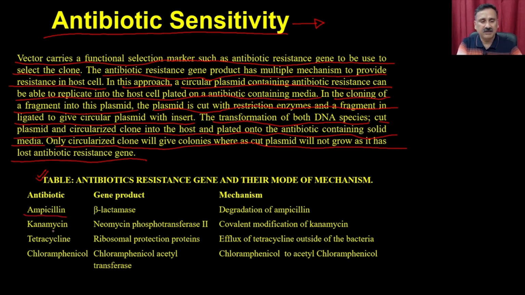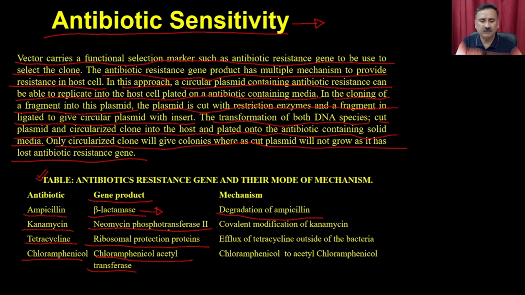antibiotics like ampicillin, kanamycin, tetracycline, chloramphenicol, and these are the gene products from the antibiotic resistance genes. So it is going to be beta lactamase, neomycin phosphotransferase, ribosomal protection proteins, and chloramphenicol acetyltransferase. So these are the gene products which are responsible for the inactivation of these antibiotics. And what is the mechanism? For example, in the case of beta lactamase, it is going to degrade the ampicillin.